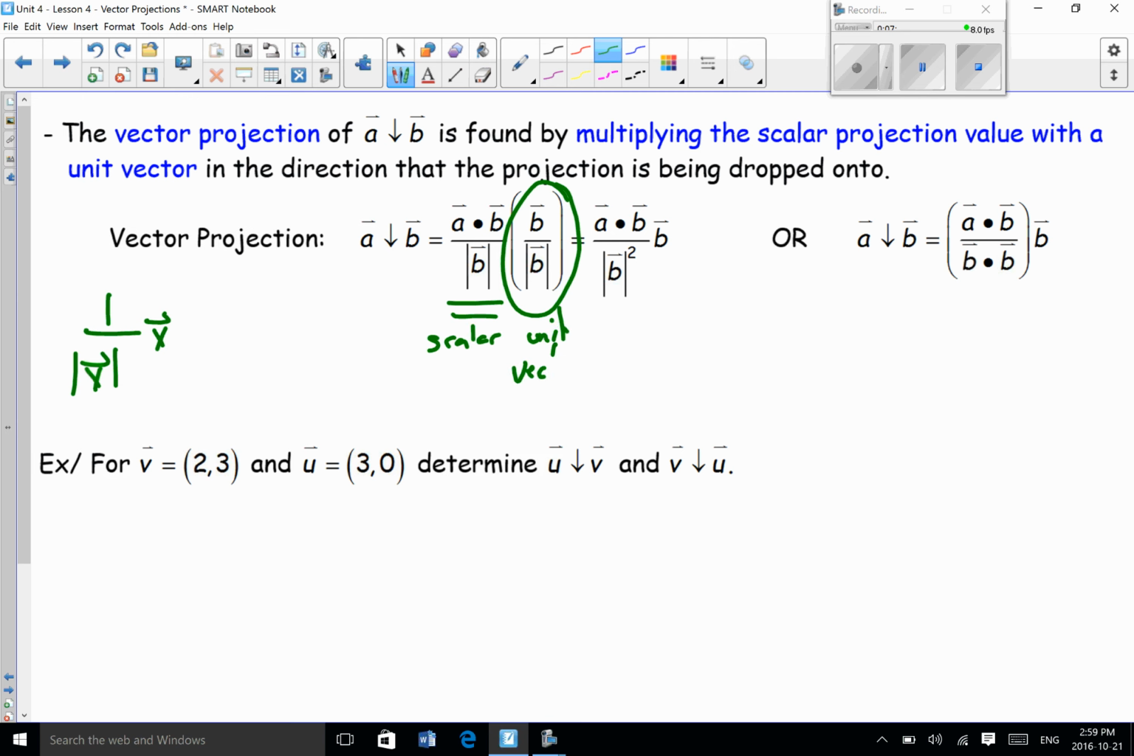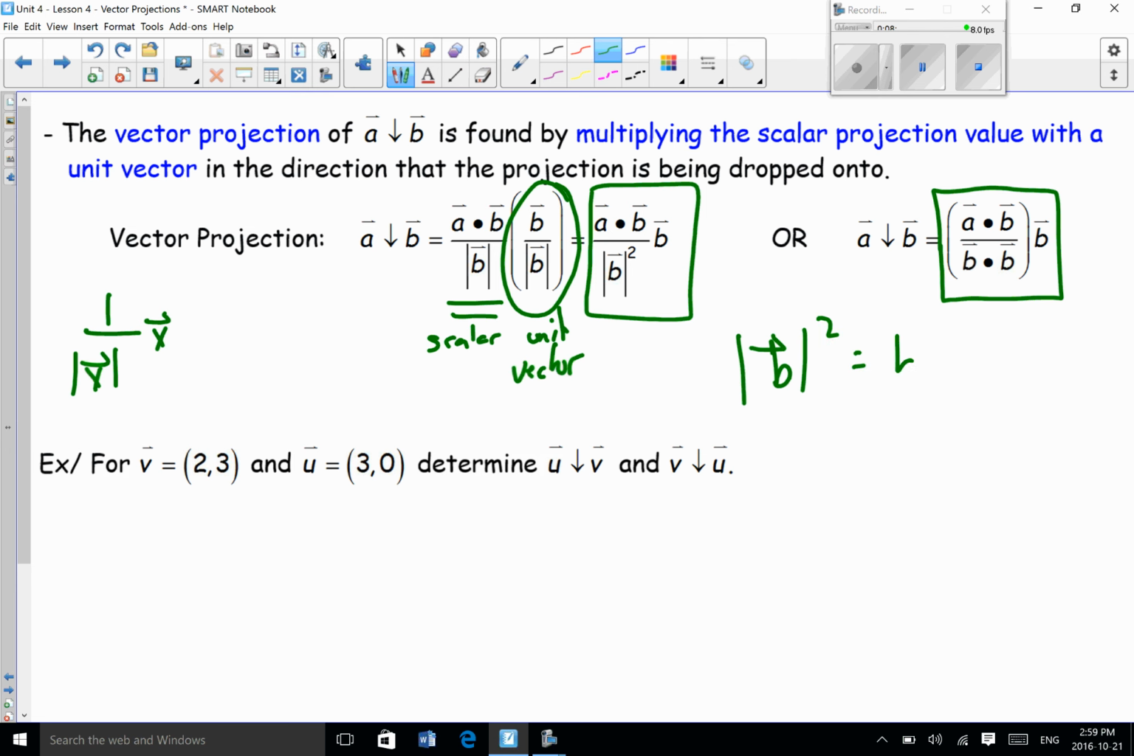If I multiply those two things together, I end up with this expression, a dot b over b squared in the direction of b. There's nothing wrong with using that one, but sometimes we have a different version of it. We could also call it a dot b over b dot b in the direction of b. Because remember, b squared, we talked about the other day, was b dot b. Those being the same thing. So it's just two different versions of the same formula.